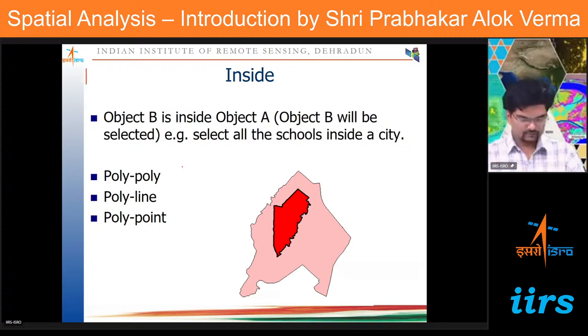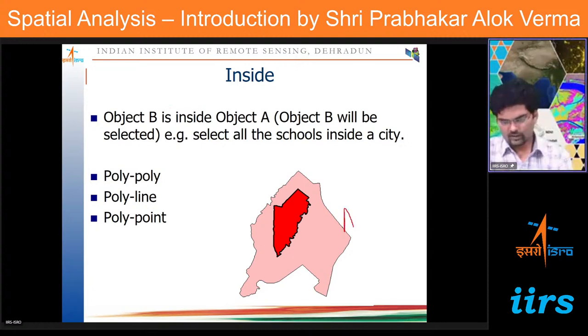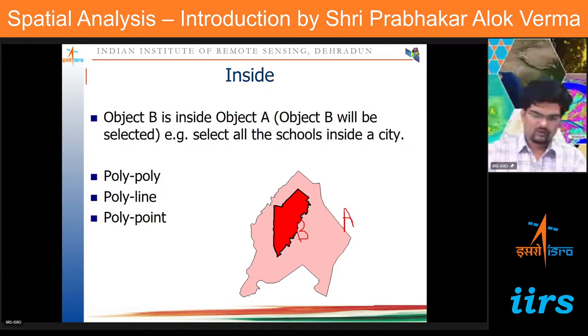Inside relationship. Basically, the inside portion gets selected. So for example, in this case, this outside polygon name is polygon A, inside polygon name is polygon B. So in this case, the inside polygon gets selected. The query can be: select the polygons which are inside polygon A. Or I will make another example.